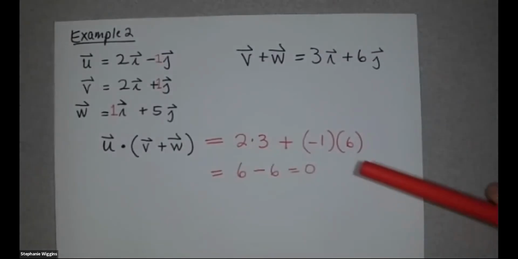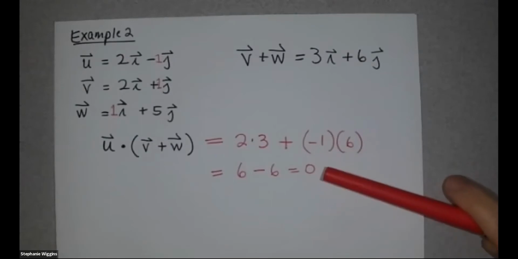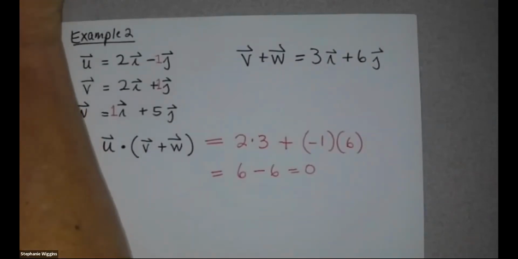And this is a good opportunity. There's something special about this. When your dot product is 0, that means your vectors are what we say is they're orthogonal. In other words, they're perpendicular.